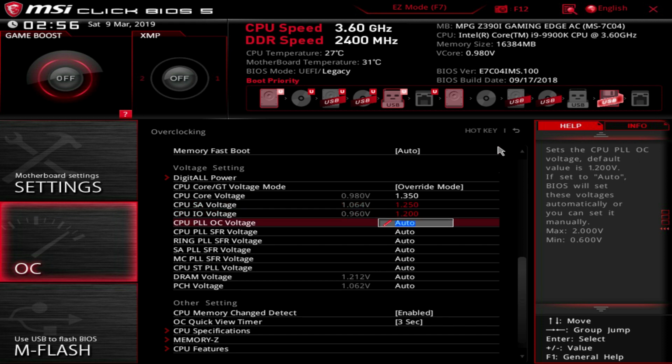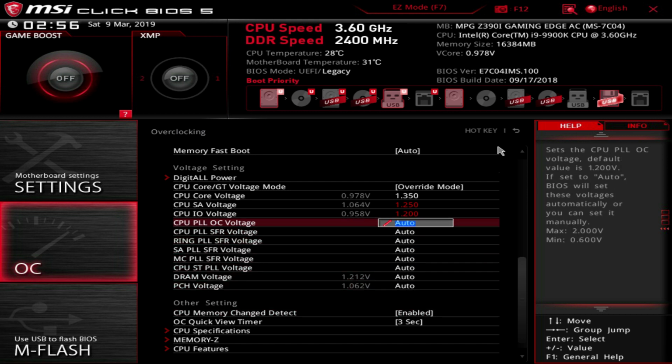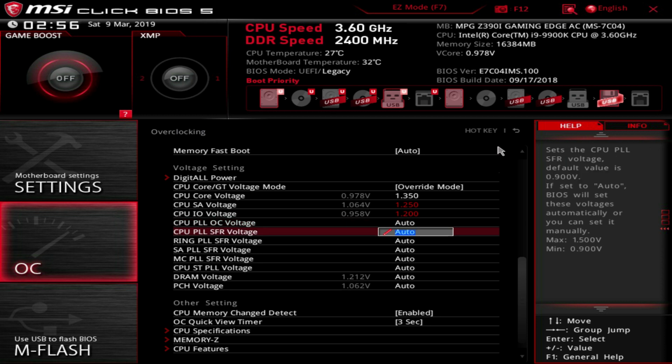Anyway, next we've got some PLL voltages. So CPU PLL OC voltage, I advise you to not touch that one. It affects CPU temperature monitoring, and slightly raising it can sometimes help with stabilizing CPU core clock. Sometimes. Very, very rarely. So I would just recommend you leave it on auto and just forget that it exists, okay? This voltage really doesn't do much of anything. And the same goes for all of these.